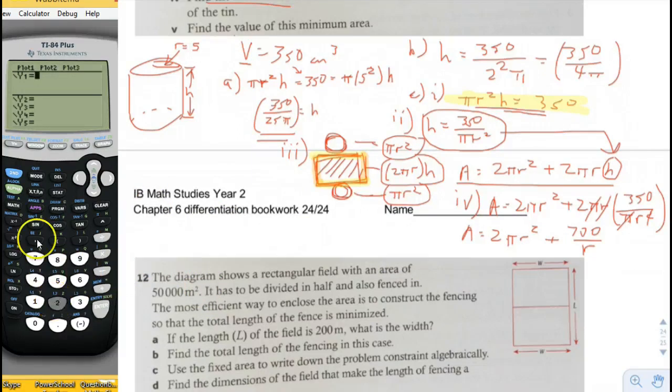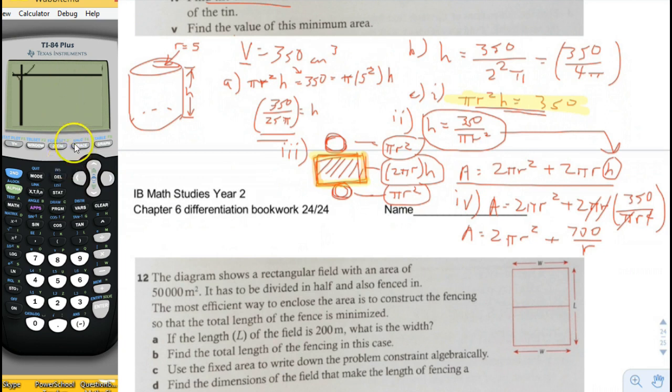So we're going to put 2 pi. There's a pi number here. Oh, here it is, blue or second. There we go, 2 pi. And then for r, we're going to put x because there is no r in the calculator. Plus 700 divided by r, which is x. Okay, and then we're going to graph it, and we'll see what it looks like.